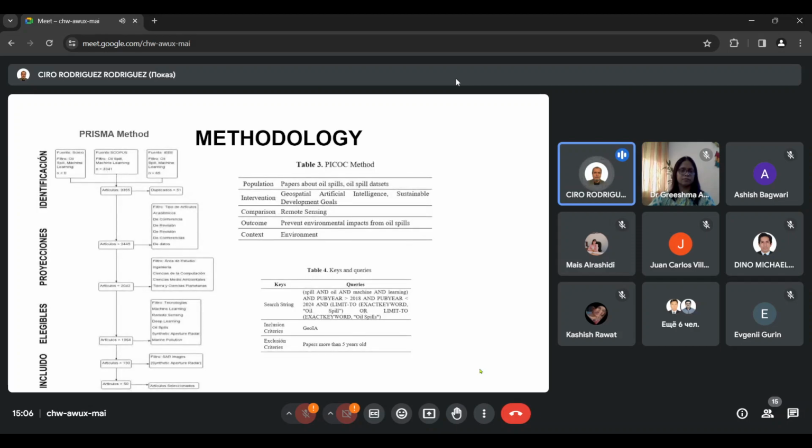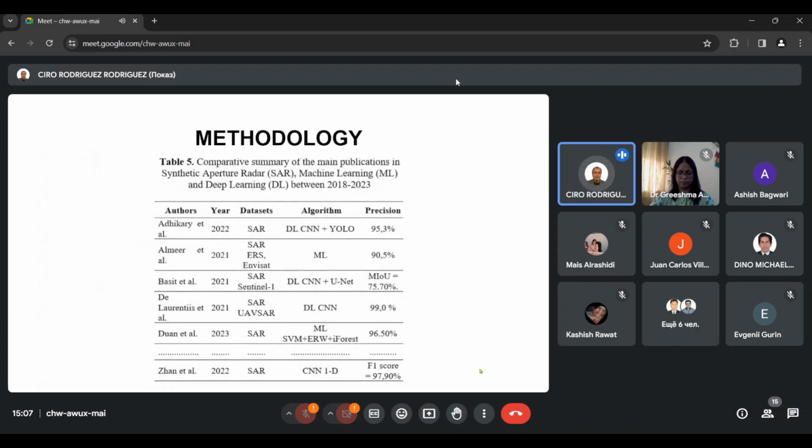In the methodology, the PICOC method was used to find the population affected, the intervention that will solve the problem, the comparison, the outcomes, and the context. In this comparative summary of the main publications on synthetic aperture radar, SAR, machine learning and deep learning between 2008 and 2023, many algorithms were found, like deep learning and convolutional neural networks with YOLO, which has a precision of 95%.